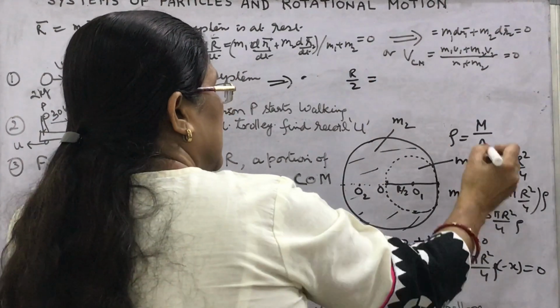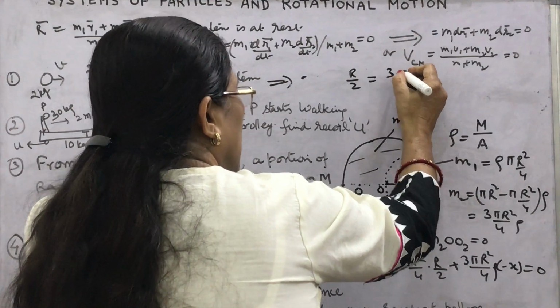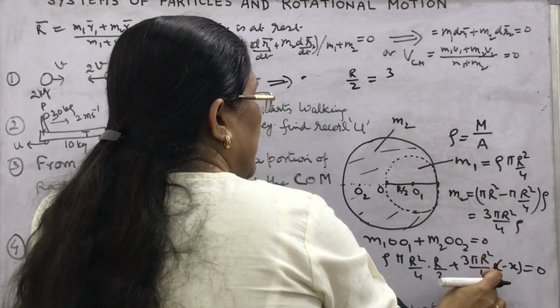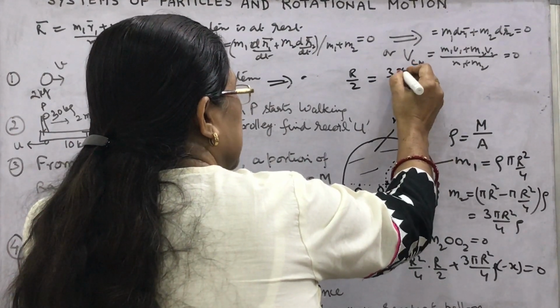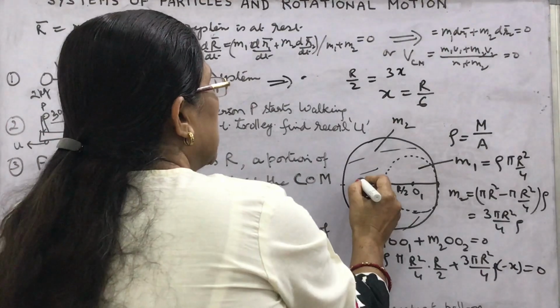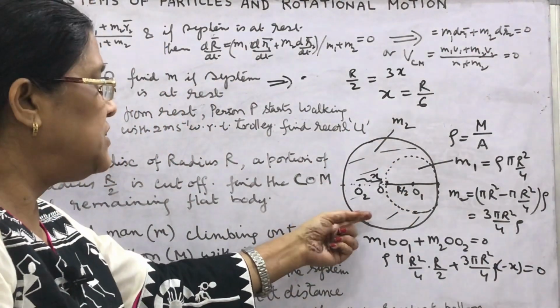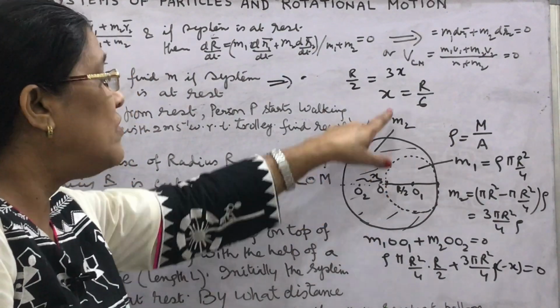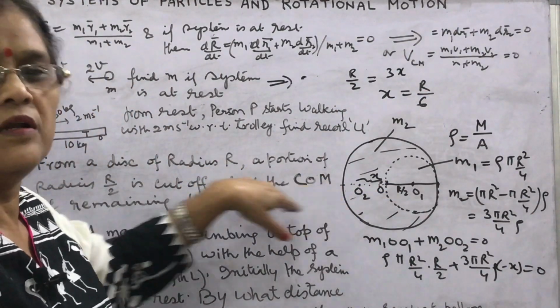Equal to, this will be 3 pi r square by 4, and this is x. So x will be r/6. What is this x? It is O2. What will be the center of mass position? At a distance of r by 6 from O on the left side.